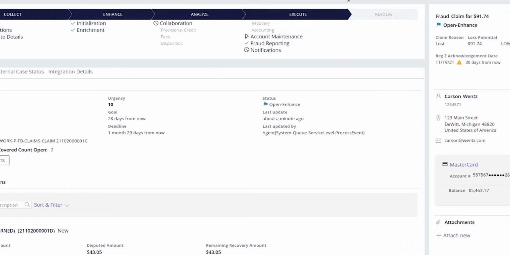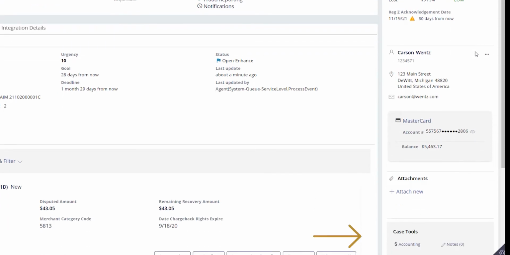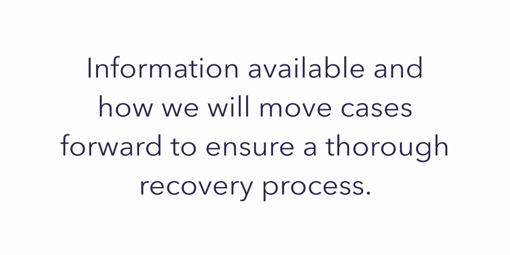Additionally, on the right-hand side, we have our case assets, our cardholder information, attachments, and case tools. To begin, we will discuss the information available to the investigators in each of these case stages and how the user will move cases forward to ensure we're looking at all recovery options as well as completing a thorough and adequate investigation.